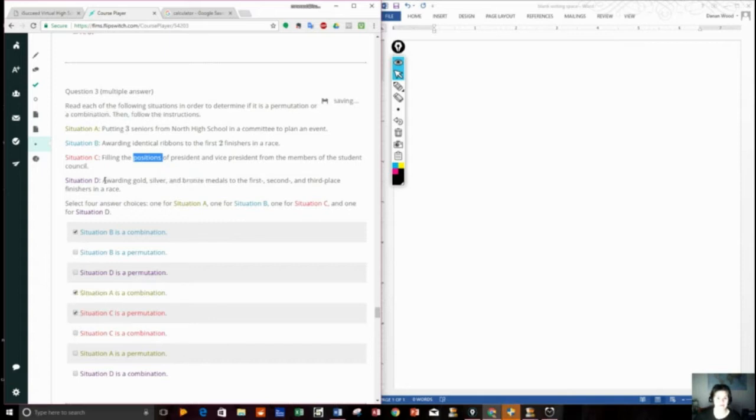And then D, awarding gold, silver, and bronze medals to the first, second, and third place finishers in the race. That is a permutation because the order does matter. So situation D is a permutation because you're either awarded the gold, the silver, or the bronze. Versus situation B, they're identical ribbons. So that would be like awarding the first two finishers gold. They both won gold, whether they were first or second. This one, if you're first, you have the gold. If you're second, you have the silver. That makes a difference.